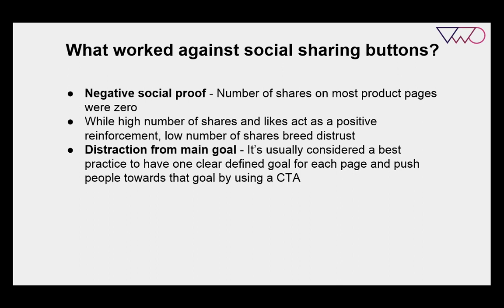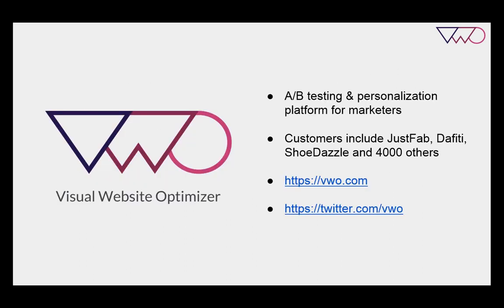Another very important insight they got was that the product page should have one main goal. These social sharing buttons were distracting from the main goal, and it's usually considered a best practice to have one clear defined goal for each page and push people towards that goal by using a CTA. So this was another very important insight which Talun.com got.